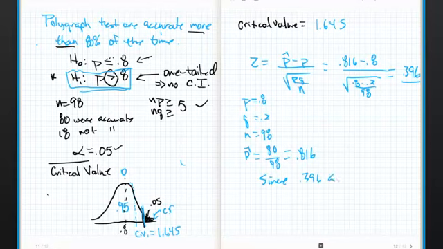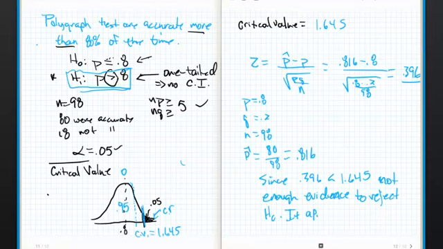since 0.396 is less than 1.645, there is not enough, we're going to keep it simple, not enough evidence to reject the null hypothesis. It appears the claim is wrong. Is dead wrong. All right, the evidence says it's wrong.